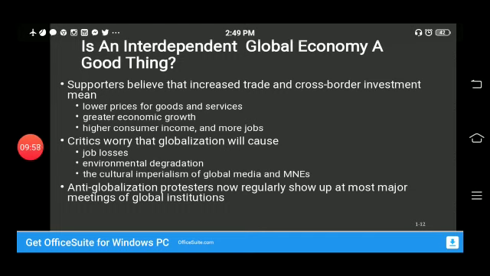Anti-globalization protesters who fear that globalization is forever changing the world in a negative way now turn up at almost every major meeting of global institutions like the WTO and IMF. In some cases, for example, in Seattle in 1999 and in France in 1999, the protests have been violent. You can learn more about what occurred in France in the country focus in your text. Let's talk about some of the protesters' concerns.